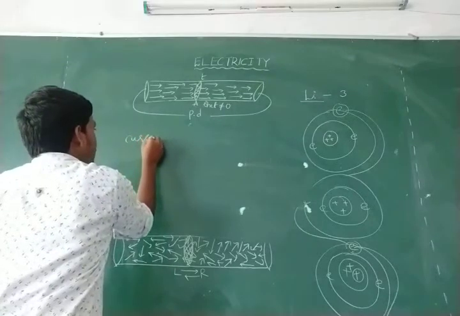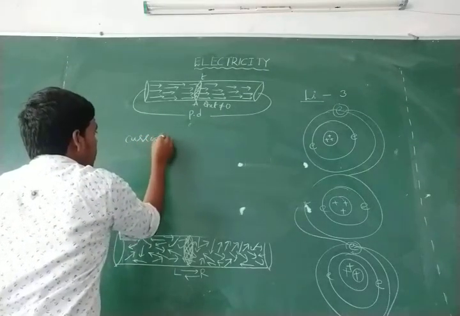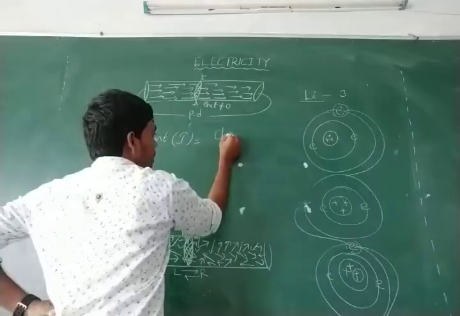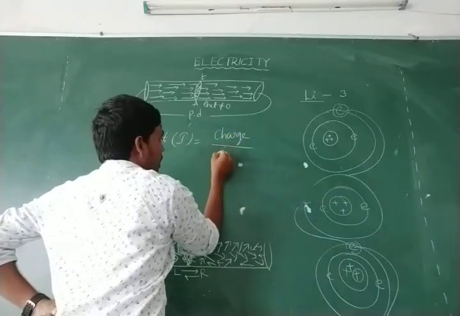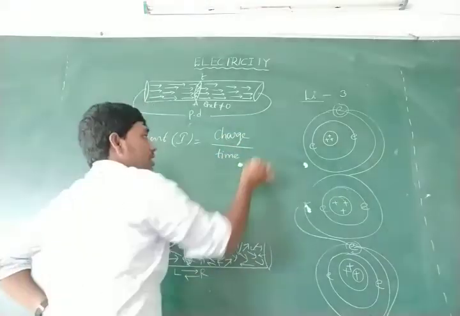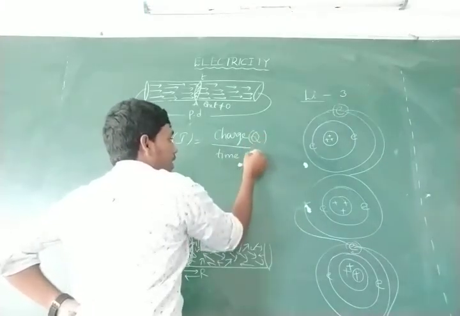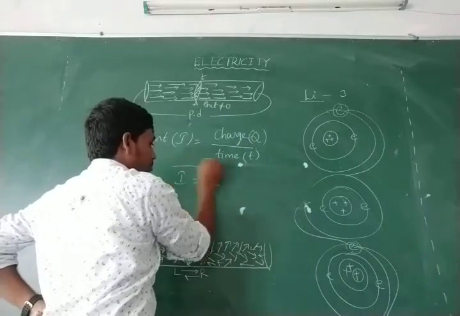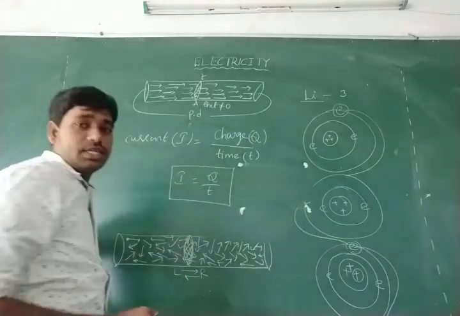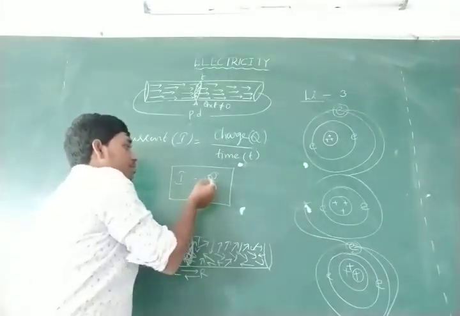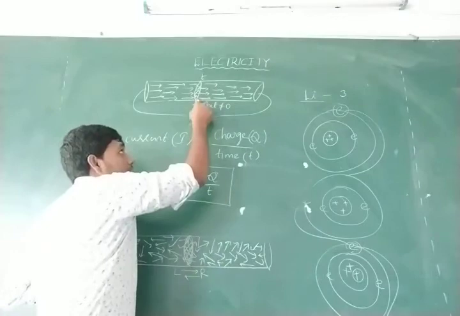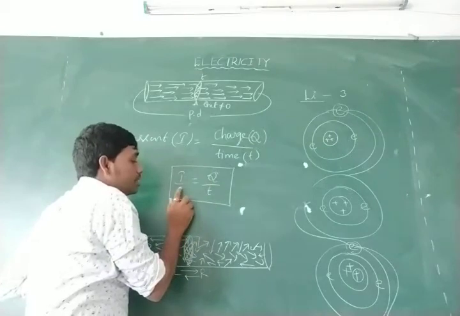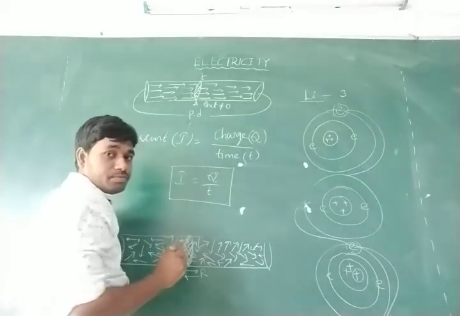So current, denoted with I, is equal to the charge crossing through the cross section area per unit time. Let us denote the charge with q and the time with t. Then I is equal to q upon time t. This is nothing but electric current. So in the definition, the charge crossing through the cross section area in 1 second, or in a t interval of time, is called electric current I.